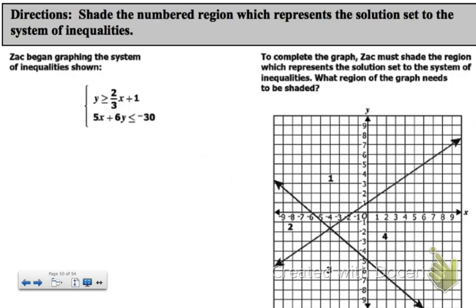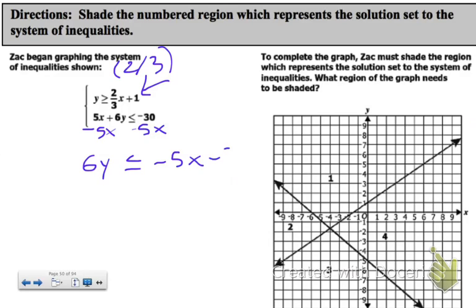Okay, another system of equations. The easiest way is probably going to be to graph this in your calculator. This one's already in slope-intercept form, so type it in like that. Make sure you put 2/3 in parentheses. Here I need to get y by itself. So if I subtract 5x, I get 6y less than or equal to negative 5x minus 30. Divide by 6, y is less than or equal to negative 5/6 x minus 5.